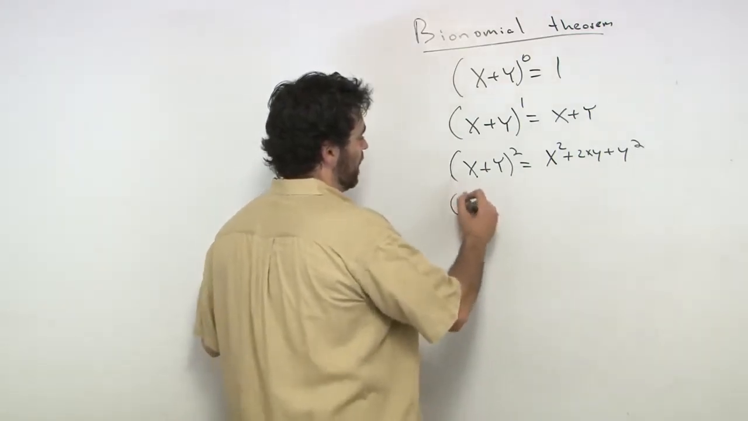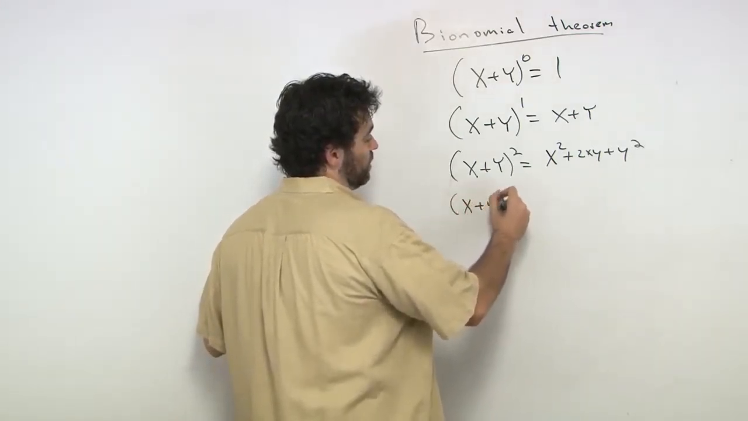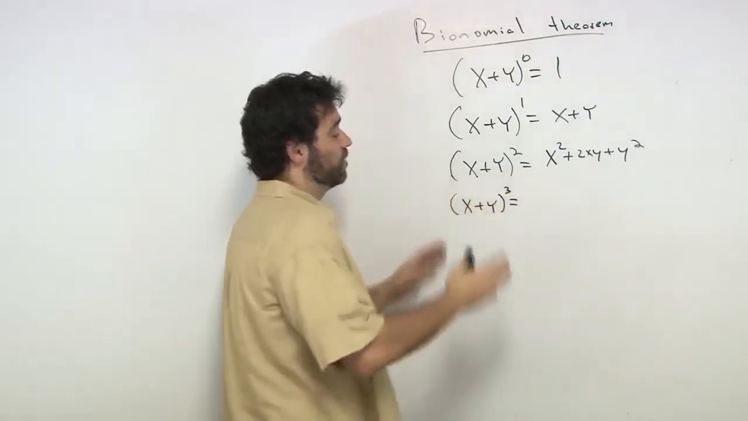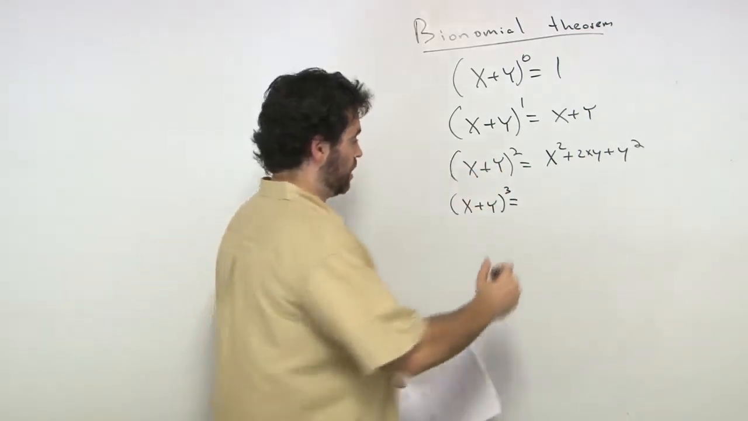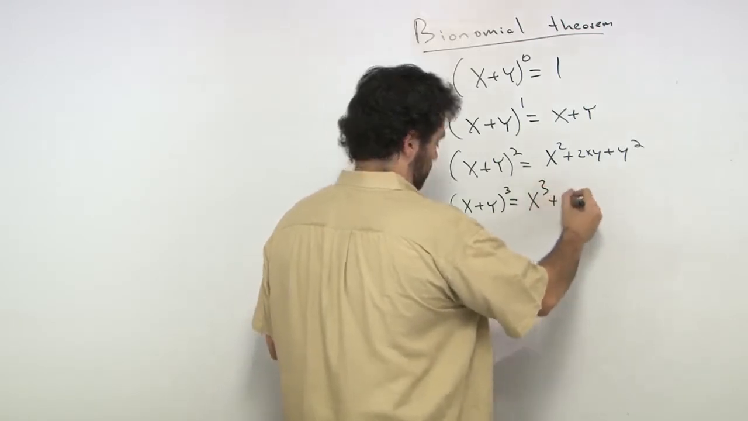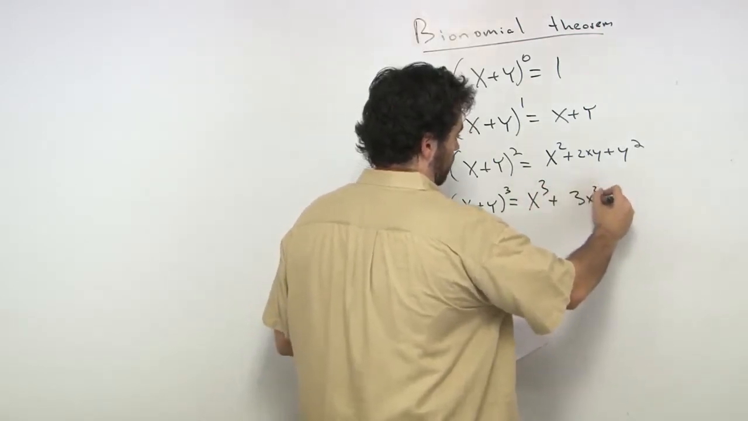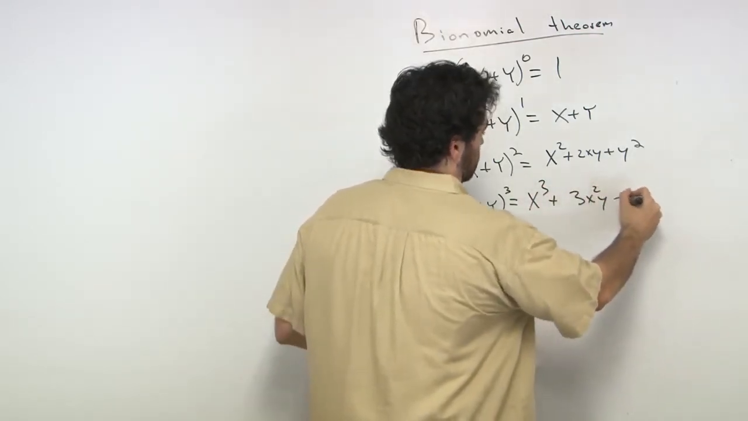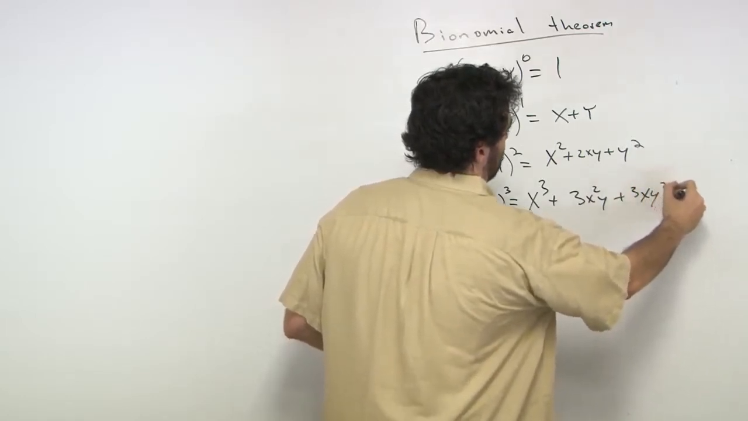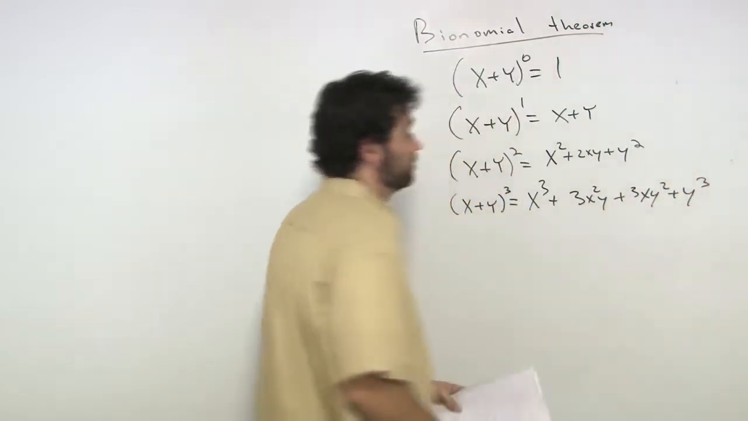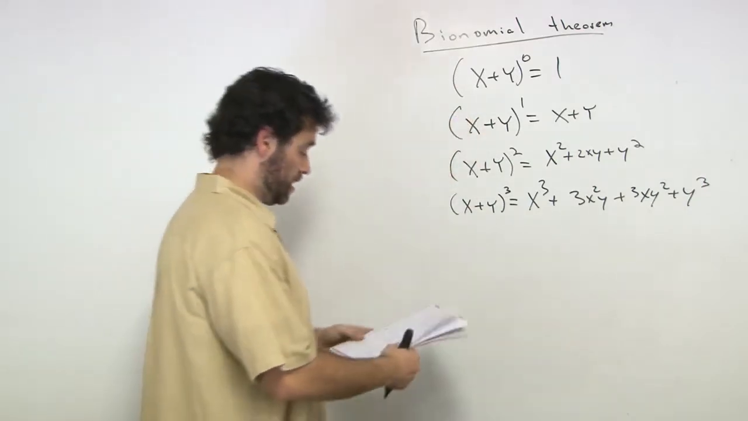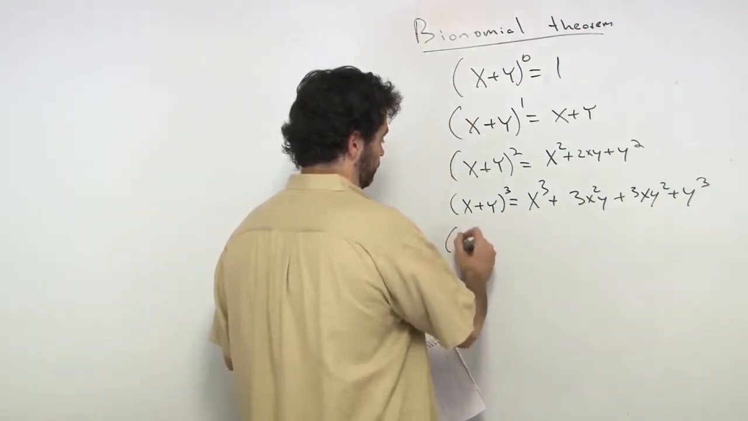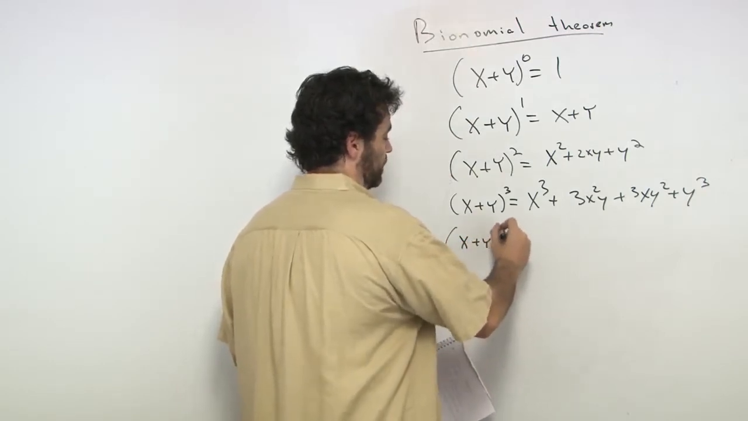So if we said, how about x plus y to the 3rd? Now we're doing it 3 times, and what do we get? We get x cubed plus 3x squared y plus 3x y squared plus y cubed. Okay, so there's our expansion for the 3rd. And what if we had the 4th?